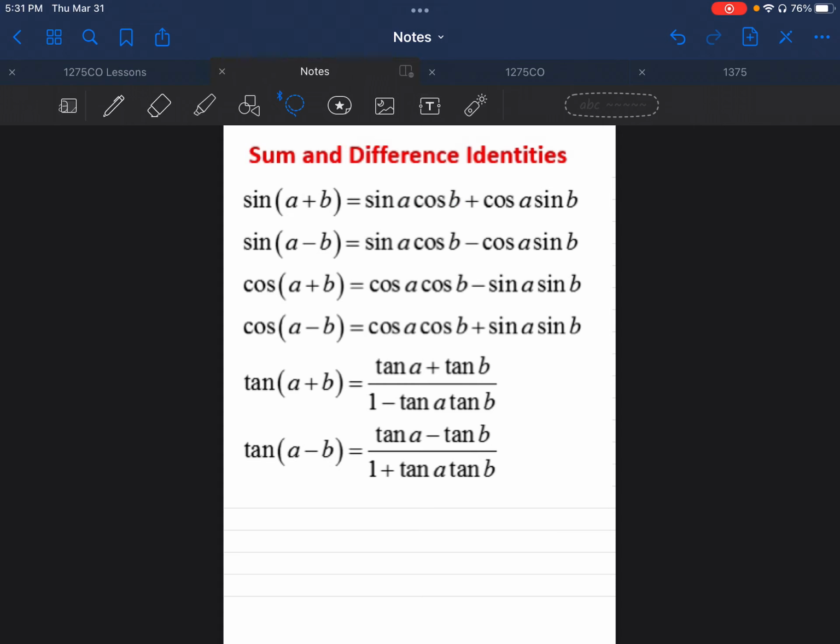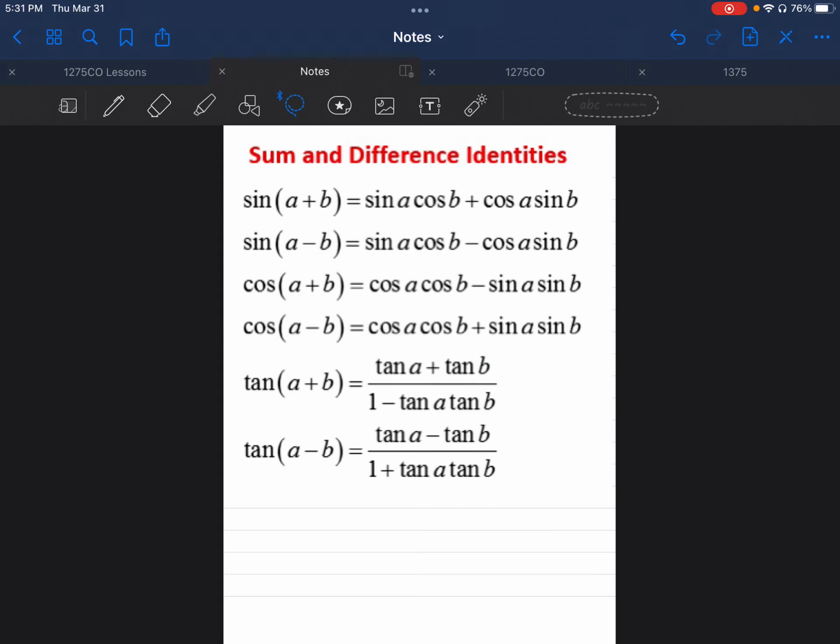Let's jump to the cosine formula, A plus B. It's going to be cosine A, cosine B. There's a minus sign here for the sum of the two angles. It's a little nuance to be careful of. And then there's also a set of formulas for tangent.